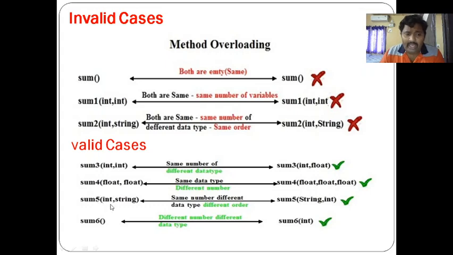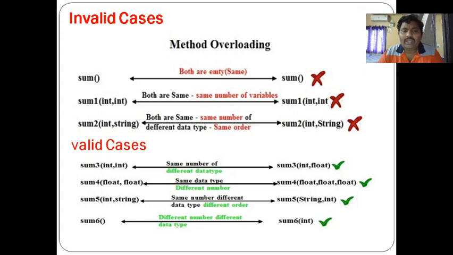And next one, here I have a sum5 method. Here it is receiving integer and string, and here the order is also changed. When the order of the parameters is changed, then automatically it is a different method. And here I have a sum6 method, it is taking no parameter, but here I have a sum6 method taking an integer. So this is how we can achieve method overloading in Java programming.